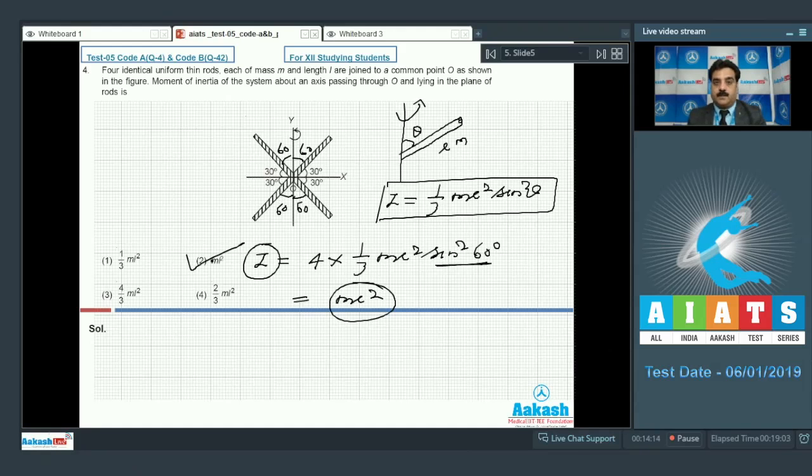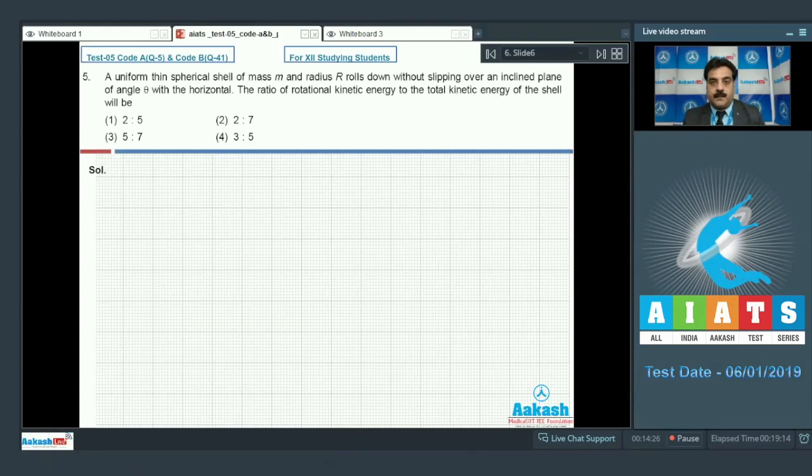So let's move on to question number 5. In question number 5, a uniform thin spherical shell of mass m, radius r, rolls down without slipping. You have to be very careful. Over an inclined plane at an angle theta with the horizontal, the ratio of rotational kinetic energy to the total kinetic energy of the shell will be.